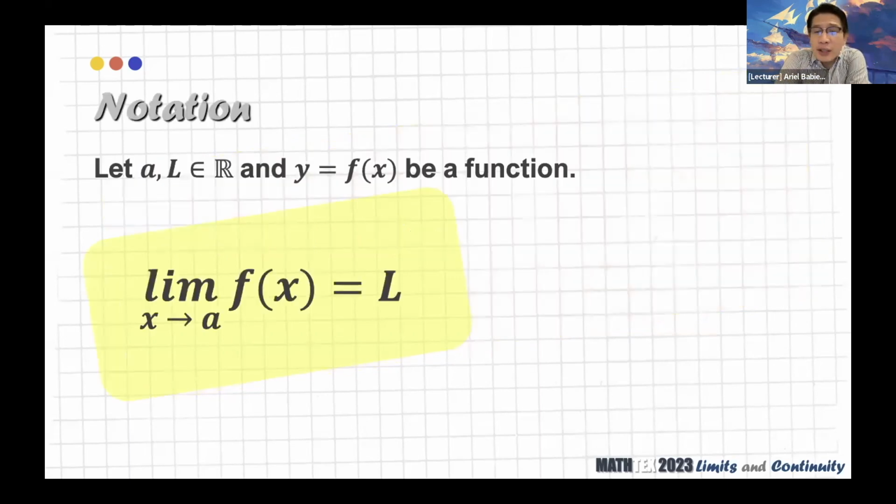So this is the notation that you are already familiar. Tama? Okay? We are given here a function y equal to f of x. Function f defined by that equation. And a and L here are real numbers. And I'm sure you already encountered this limit notation. Okay? But what do we mean by this? We'll go to the formal definition in a short while.